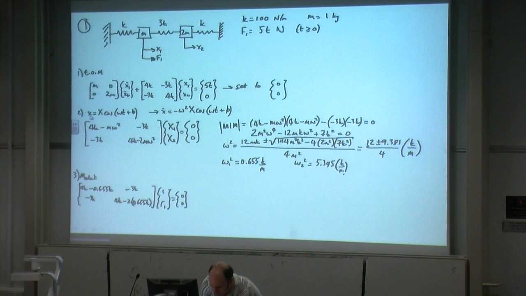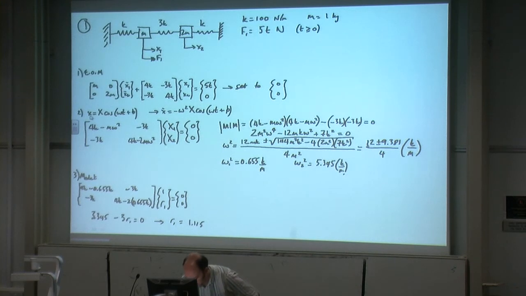And if I go through this process, I get 3.345 minus 3r1, and that comes out to be 0. So that means that r1 must be equal to 1.115.